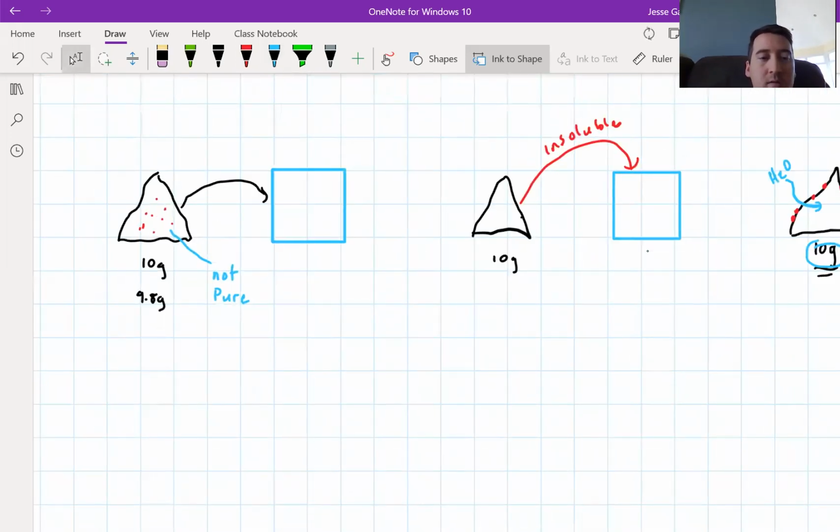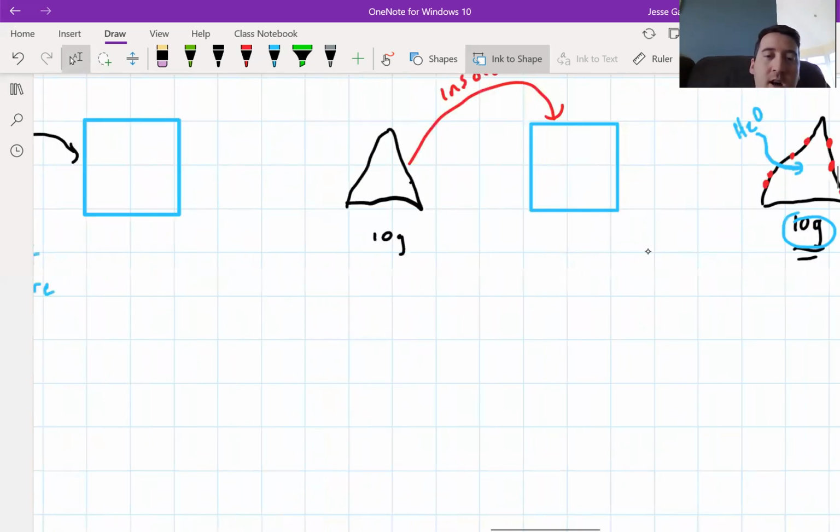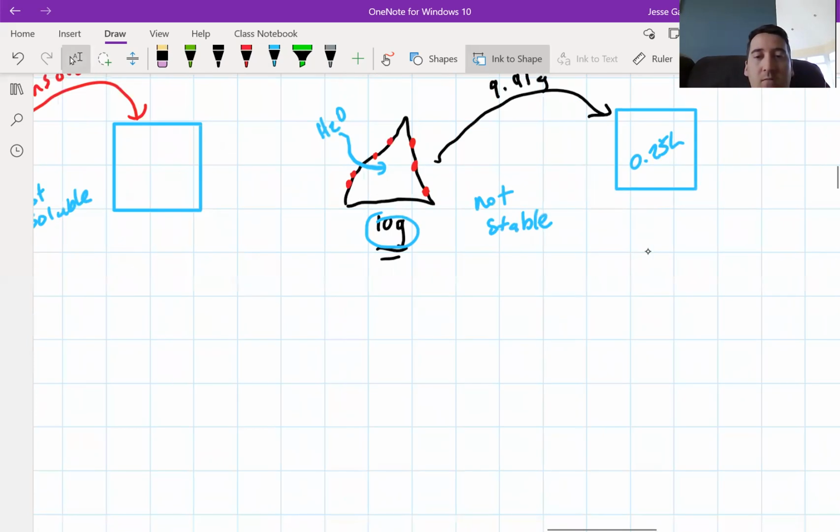Substances can be not pure, like this one over here. They've got other stuff mixed in with them. Then we can't know exactly 10 grams of it is added. They can be not soluble, which means they can't dissolve. You can't make a solution from them. And they also can be not stable. And if they're not stable, then we can't make standard solutions from them because they won't be accurately known. That's the key thing here.